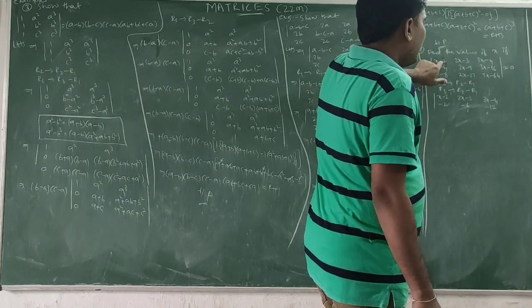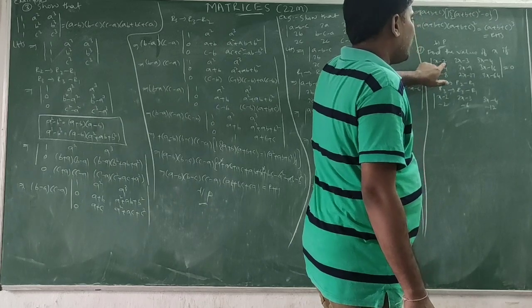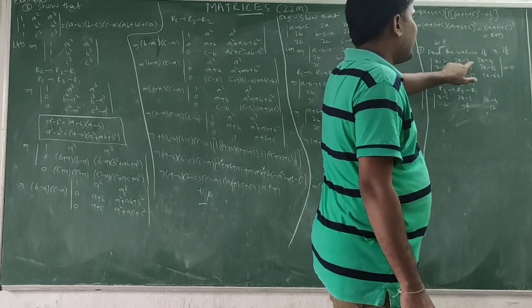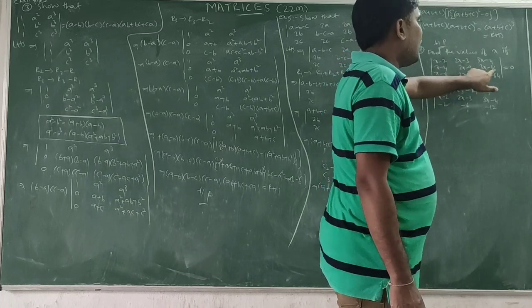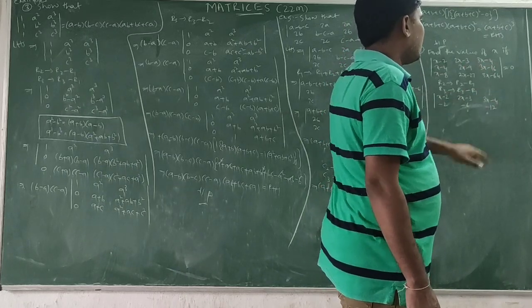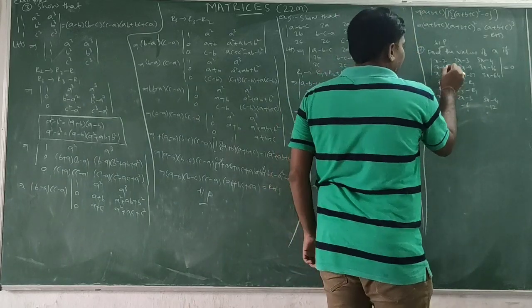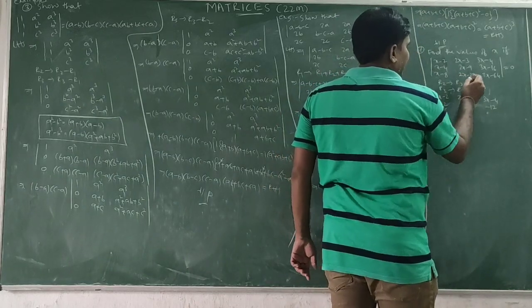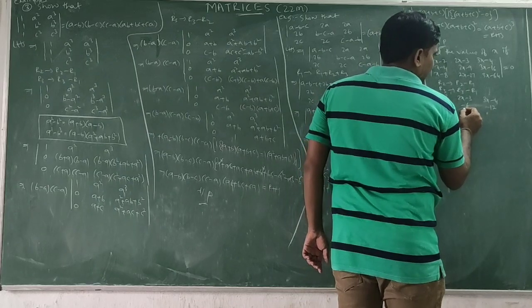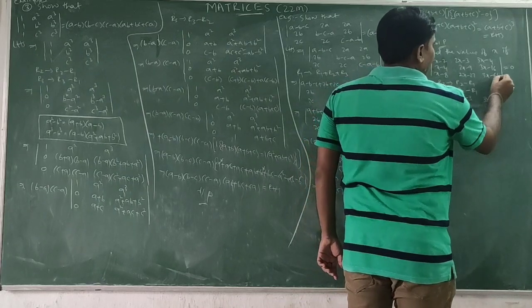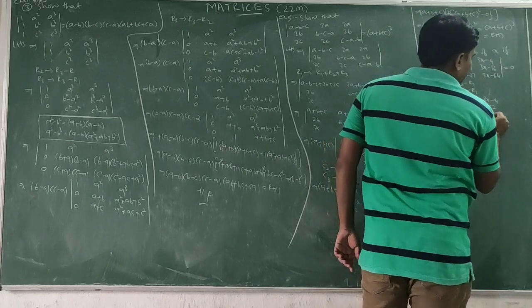So minus 4 plus 2 is minus 2. Minus 9 plus 3 is minus 6. Minus 16 plus 4 is minus 12. Next, minus 8 plus 2 is minus 6. Minus 27 plus 3 is minus 24. Minus 64 plus 4 is minus 60, equal to 0.